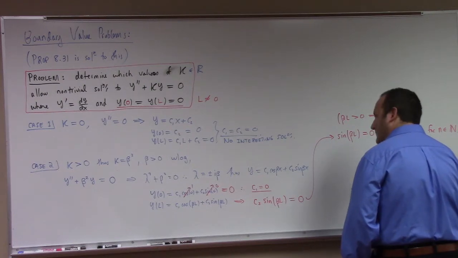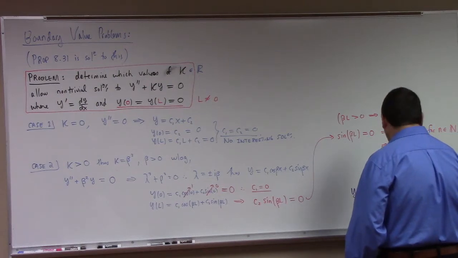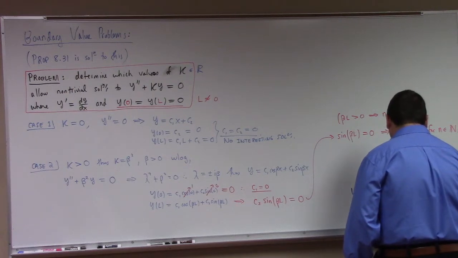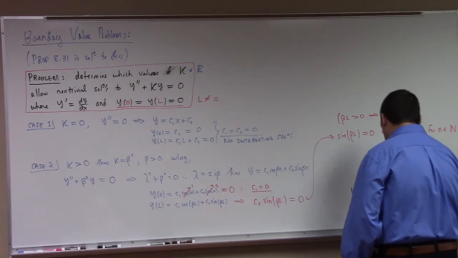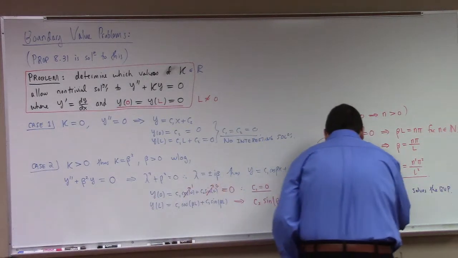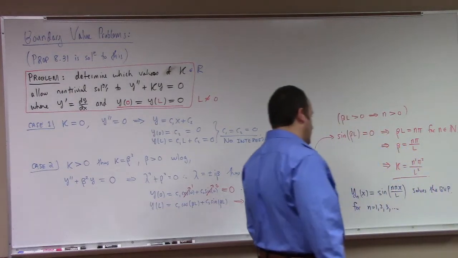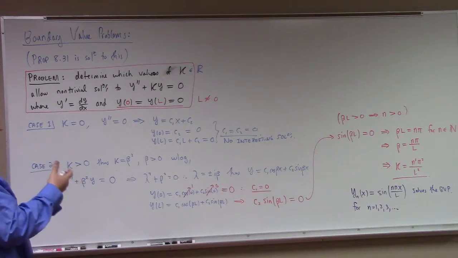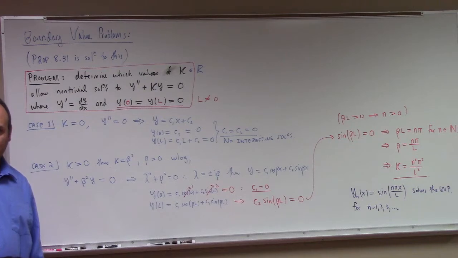sine of n pi x over L solves the boundary value problem here. Okay? And that's for n equals what? 1, 2, 3, and so on. So I've almost answered the problem. We figured out K must be n squared pi squared over L squared. We're not absolutely sure there's no other possibility yet. We need to look at case 3.